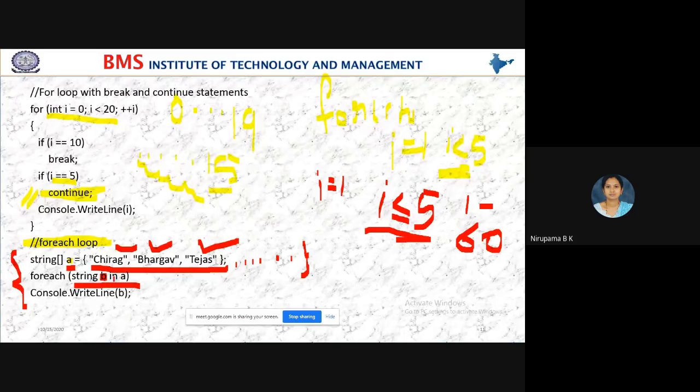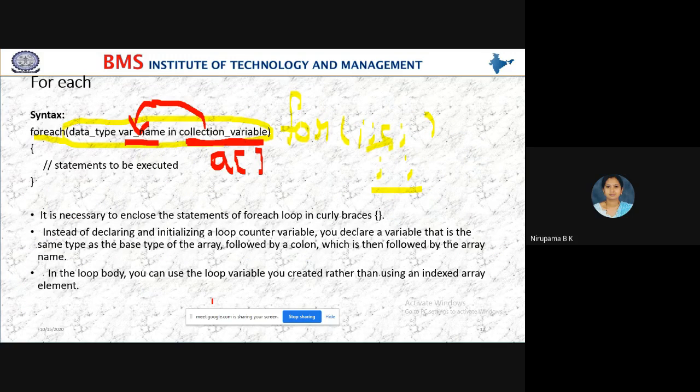For each, type, variable name, in, and the collection variable. The collection variable is a. So whatever values I have collected in the variable a will be displayed here. So, understood the concept of for each, students?